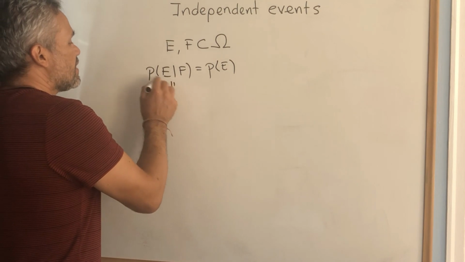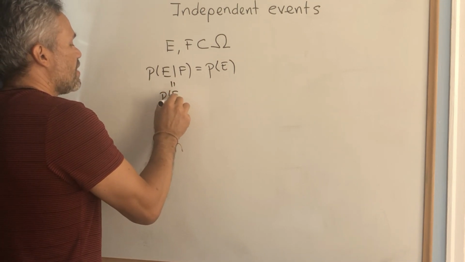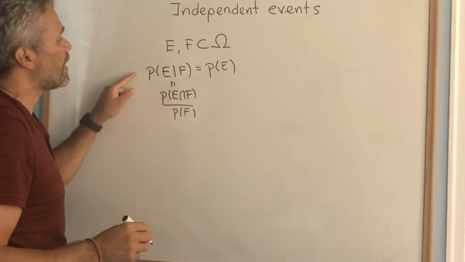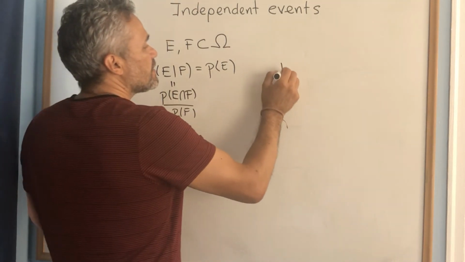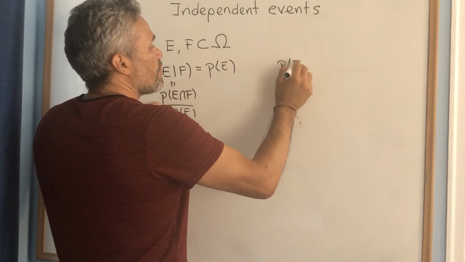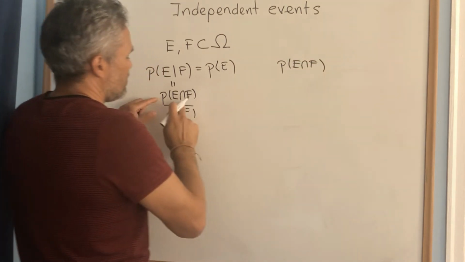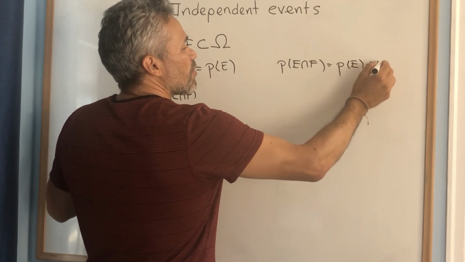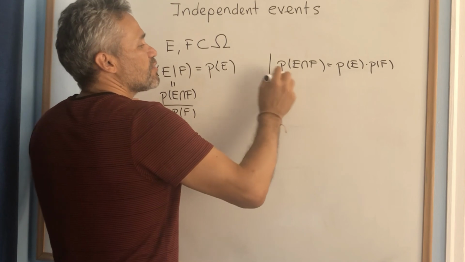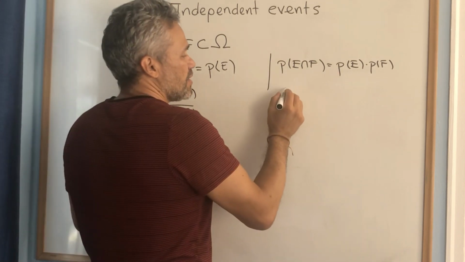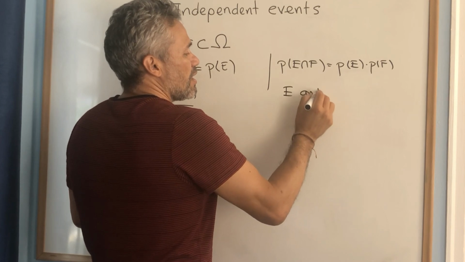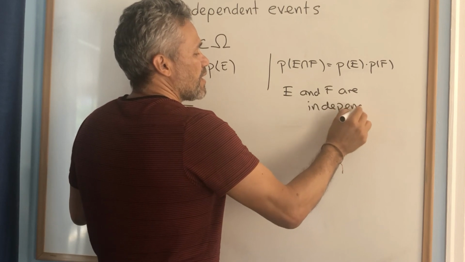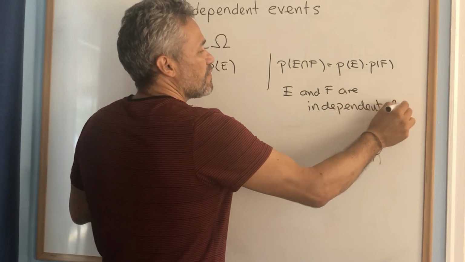If we replace this probability with the probability of E intersection with F over the probability of F, then we get that two events are independent if the probability of the intersection is equal to the probability of E times the probability of F. Then this is going to be our definition. Then E and F are independent if this is true.